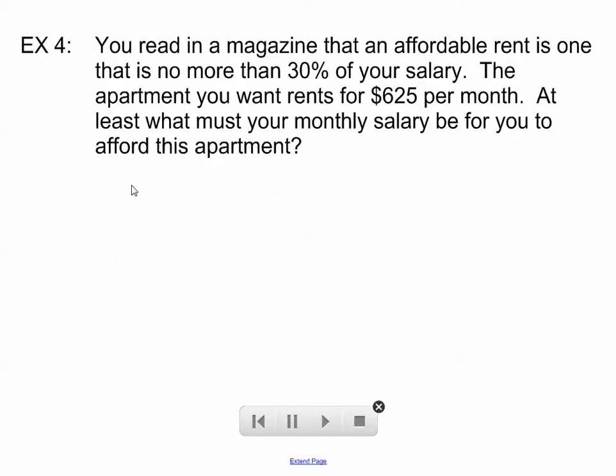So obviously percents are used all the time in the real world. Here's one place. You read in a magazine that an affordable rent is one that is no more than 30% of your salary. The apartment you want rents for $625 per month. At least what must your monthly salary be for you to afford this apartment? Okay, so we can solve this problem using the percent equation. Percent times of equals is. So 30% of what monthly salary is $625.